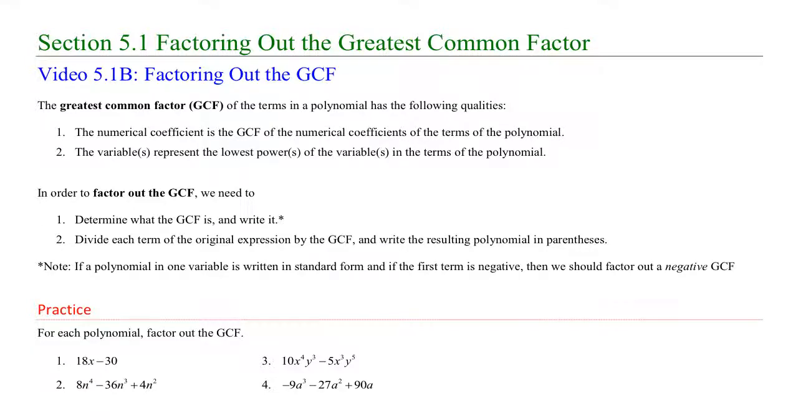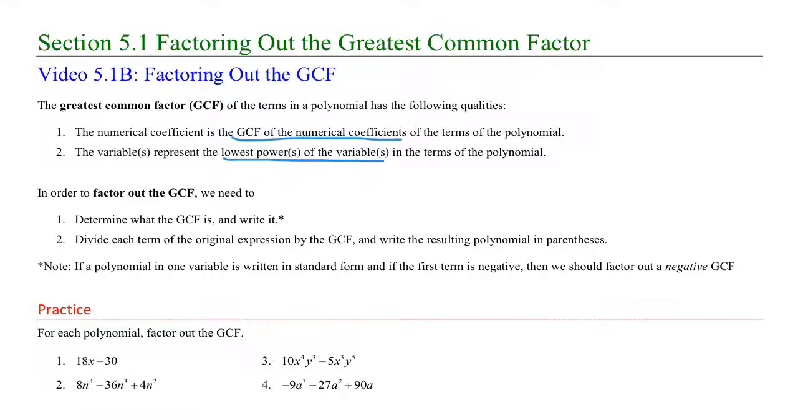In this video, we're going to be factoring out the greatest common factor. Before we get to the practice problems, let's do a quick review of a couple of concepts from the textbook. First of all, the greatest common factor, also known as GCF, of the terms in a polynomial has the following qualities. First of all, the numerical coefficient is the GCF of the numerical coefficients of the terms. Secondly, the variables represent the lowest power of the variables in the terms of the polynomial.